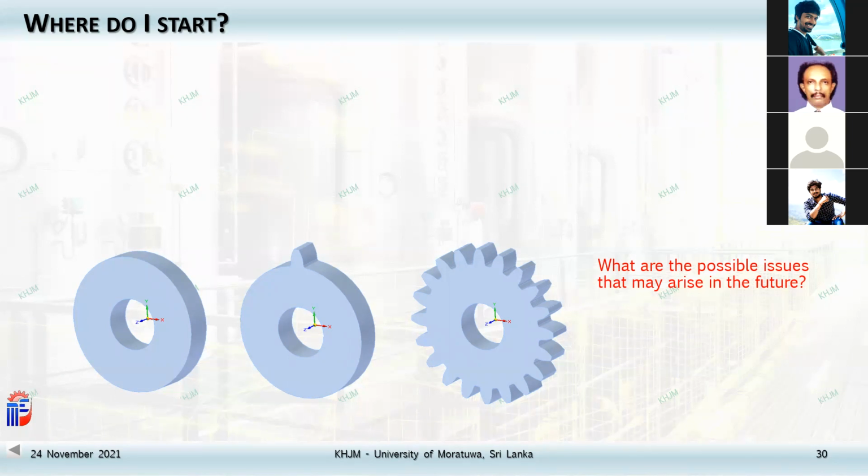Yes. Can someone tell me what else you would expect? What other changes you would expect? Diameter is one, number of teeth is one more, and then module, maybe the shaft diameter. What else? What else?